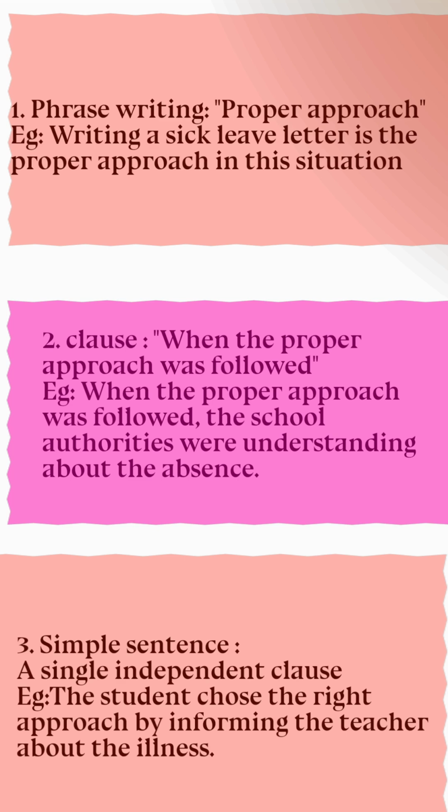Simple sentence: a single independent clause. Example: the student chose the right approach by informing the teacher about the illness. Compound sentence: two independent clauses joined by a coordinating conjunction. Example: the approach seemed straightforward, but some students still forgot to inform the authorities.